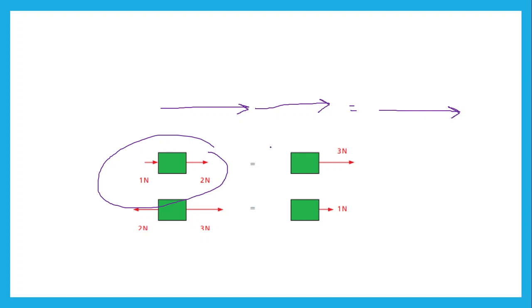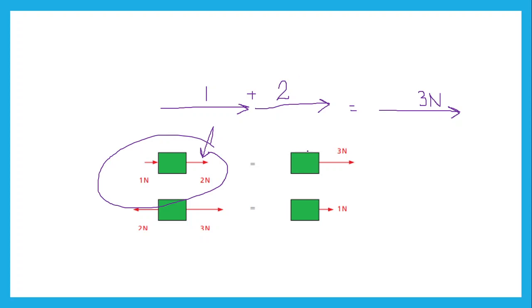Now what's going to be the magnitude of these two forces combined? Well, 1 plus 2. We add them because they are in the same direction. They are not opposing each other. They are reinforcing each other. So 1 plus 2 is equal to 3. So that means that the resultant force is 3 in the right direction, in the direction where both of these were applied.